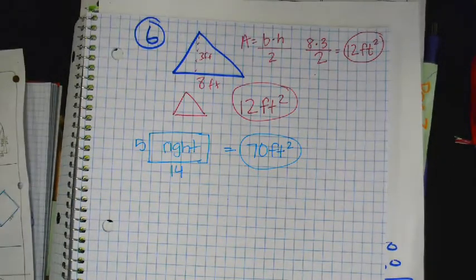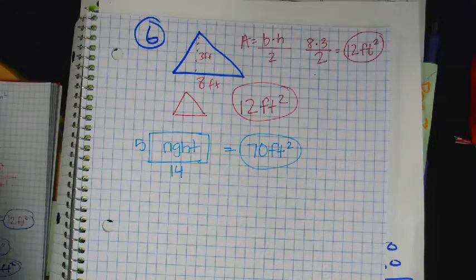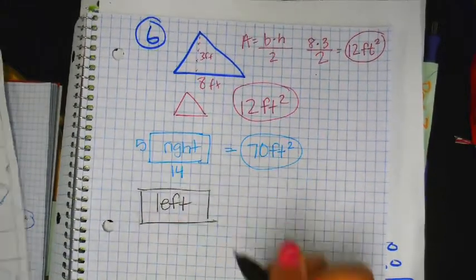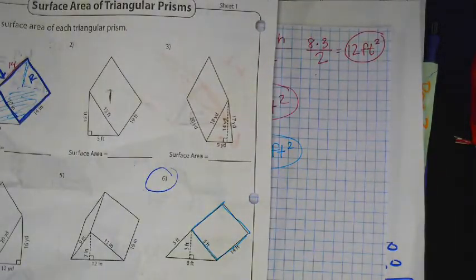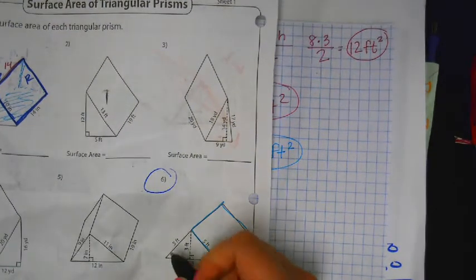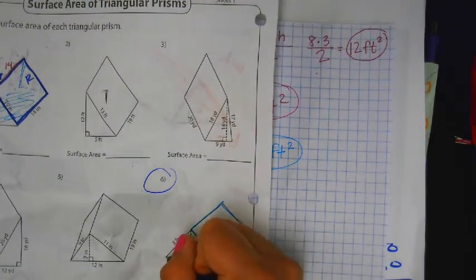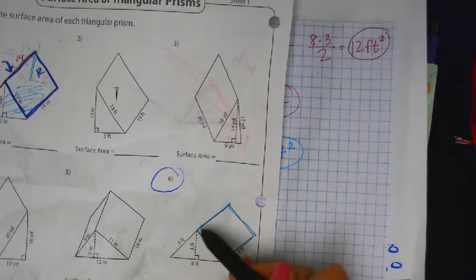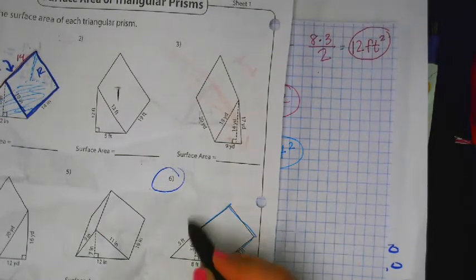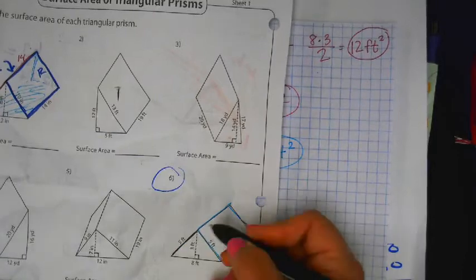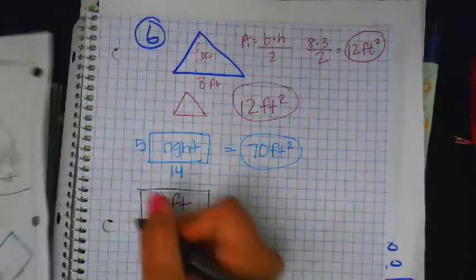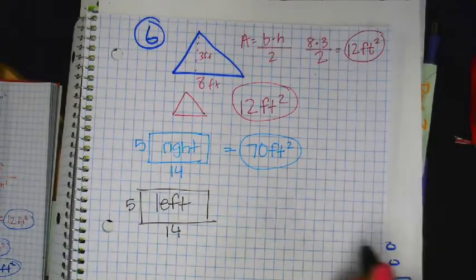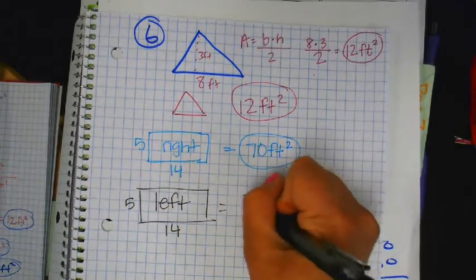Now is where it gets a little tricky. We're trying to find the left side now. So that's like the one that is hidden. So the left side is kind of like in the back. So what two numbers would be on this back side? 5 would be one of them. And then on the bottom or the top it would be 14. So we can say 5 and 14, which gives us what? We just did it, right? 70 feet squared.